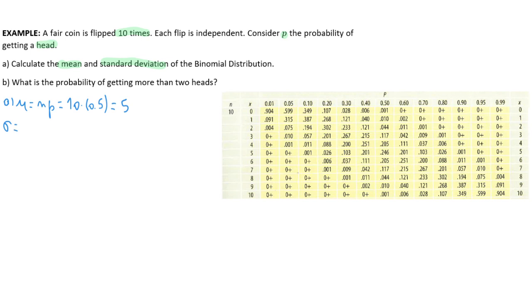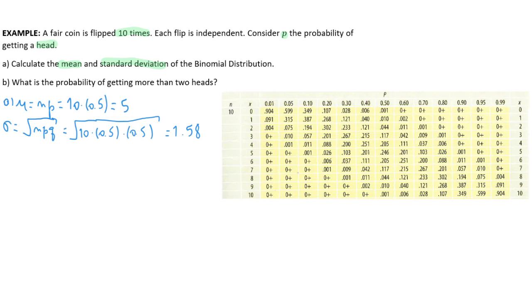The standard deviation, sigma, is equal to the square root of NPQ. This is equal to the square root of 10 times 0.5 times 0.5, equals 1.58.